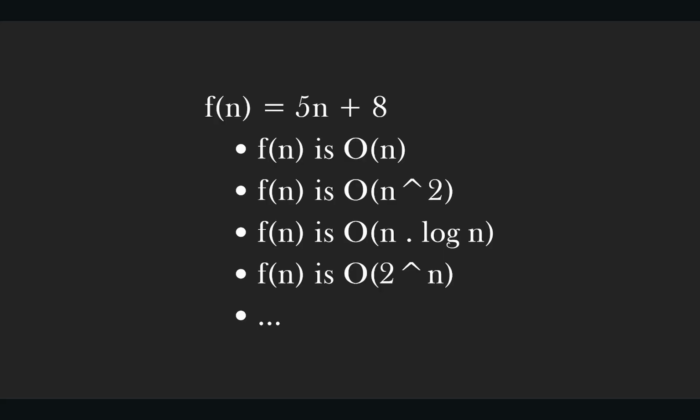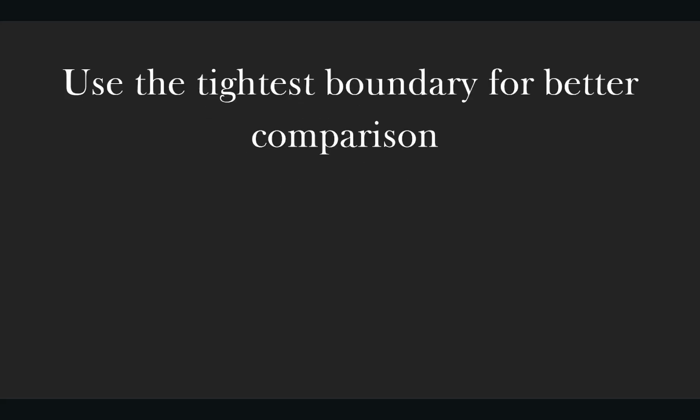So it gives us a rough estimation that no matter what value the function gets, it won't go above this upper boundary. It just gives us a boundary where the function behaves. But we need to have an idea about the behavior of this function. So for that, to get a good estimation, you should use the tightest boundary possible.